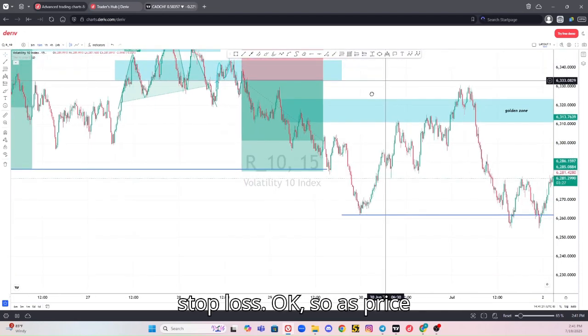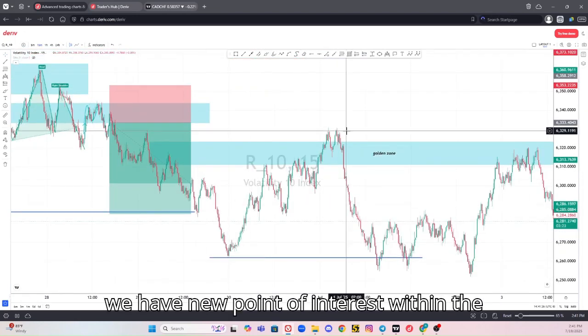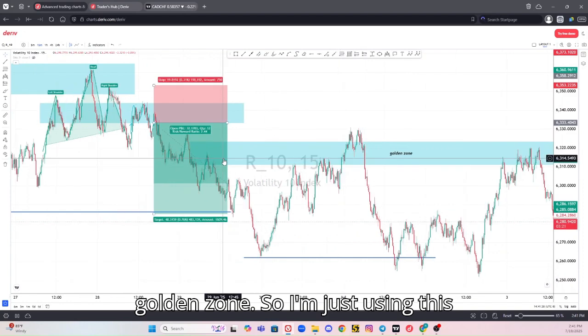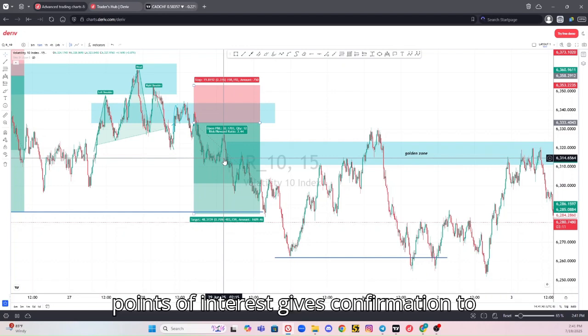Okay, so as price did that and created new lows, we have a new point of interest within the golden zone. So I'm just using this 15-minute time frame to show how patterns, chart patterns within our points of interest give confirmation to enter trades on higher time frame levels.